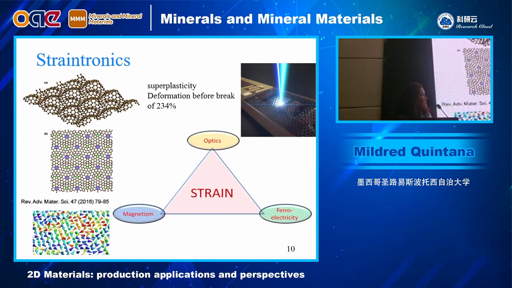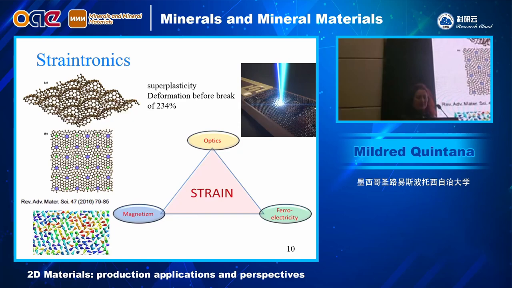For example, if we have a graphene sheet with the right curvature, we can convert white light into blue light just by stretching the sheet. Also, when we strain these materials, we can produce magnetism or we can induce ferroelectricity, because spins in the materials are arranged in different configurations.